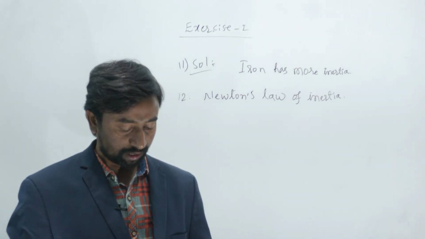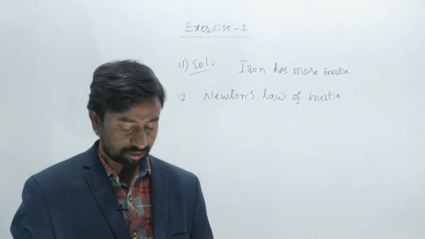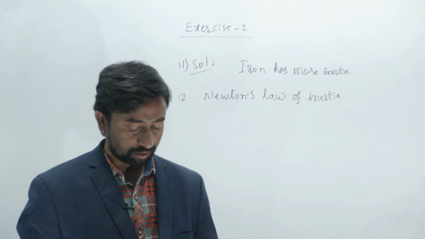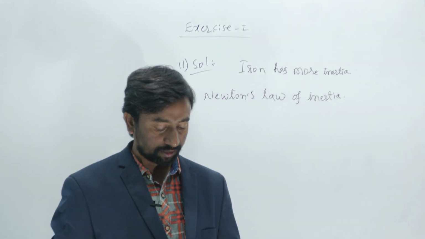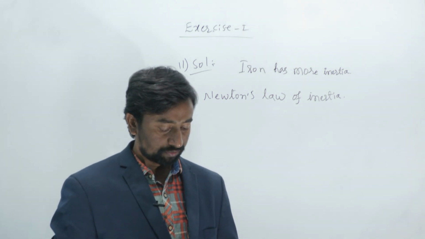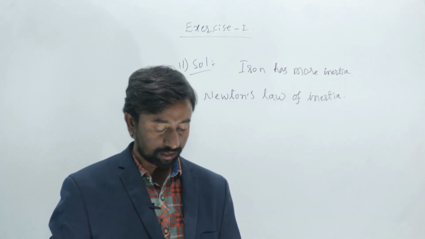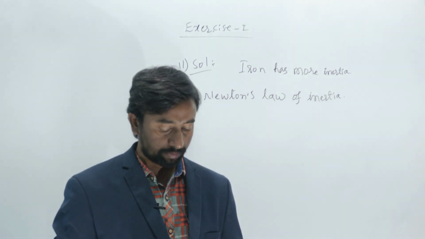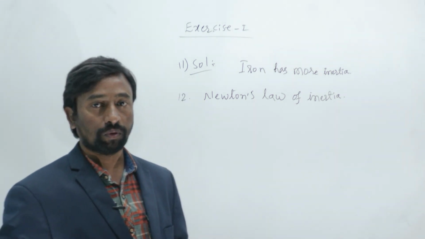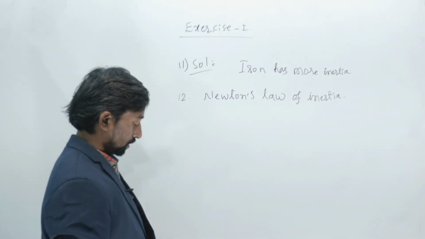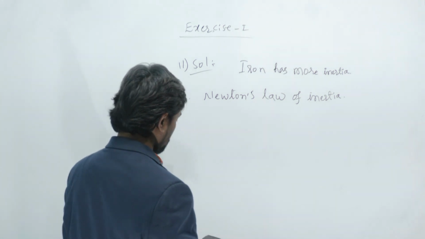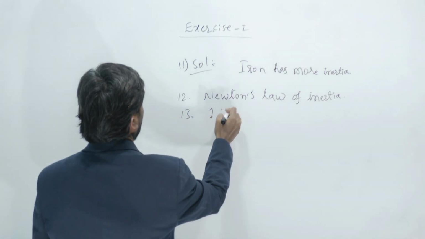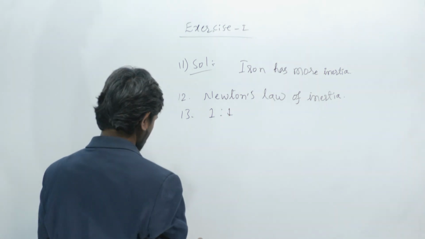Two bodies A and B have the same mass and are moving with velocities 2v, v and 2v respectively. Then the ratio of the inertia is the same. It does not depend on the velocity of the body. Inertia depends only on the mass. So they have equal inertia. So the 13th one, the ratio is 1 is to 1, 1 only.